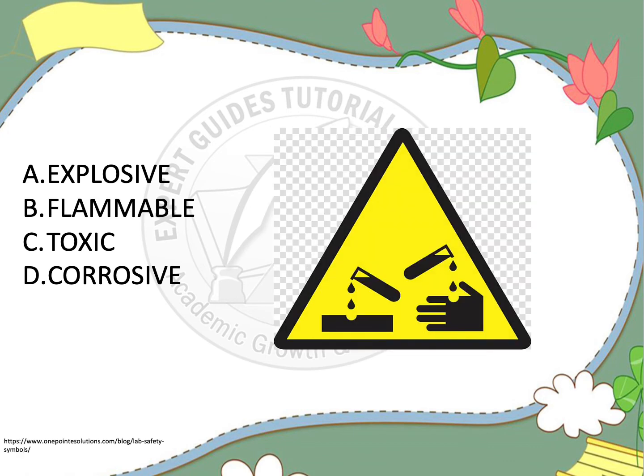Next, we have this symbol. What do you think this symbol signifies? Explosive, flammable, toxic, or corrosive? The correct answer is corrosive. Remember, corrosive substances may destroy living tissues as well as some equipment. Here we see the hand being corroded or destroyed by the substance. You also see this object at the left being destroyed by the substance. Hence, the symbol is corrosive.